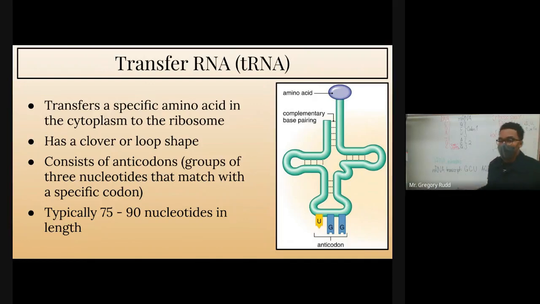So the anticodon is basically just the complementary codon, or the complement of the codon. So what I mean by that is, what letter of RNA corresponds to a G? It's going to be a C. Then what? G, A, good. U, good. So here are your two anticodons. And each of them is going to bring with it a specific amino acid.